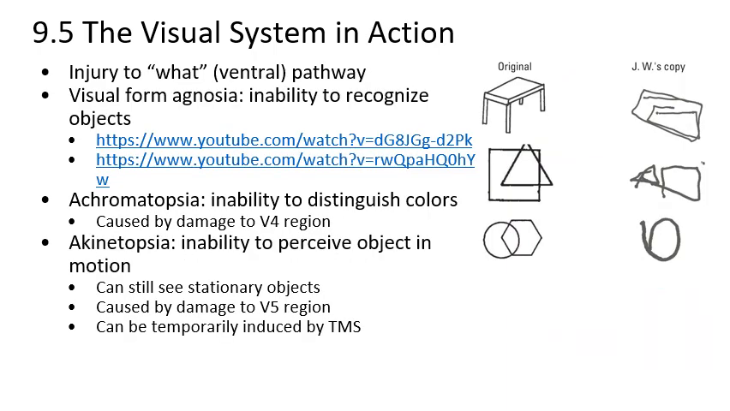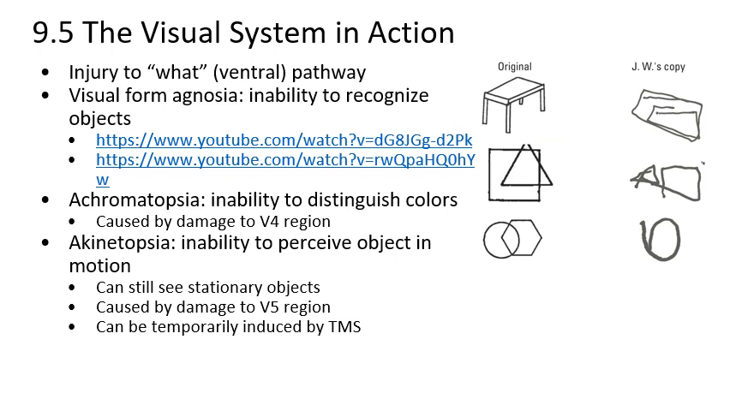So injury to the what, or ventral pathway, which goes through the temporal lobe, can result in a number of different things. One of them is visual form agnosia, or the inability to recognize objects. So agnosia in general means lack of knowledge. A means without, gnosia means knowledge. Visual form agnosia means the inability to recognize visual form.